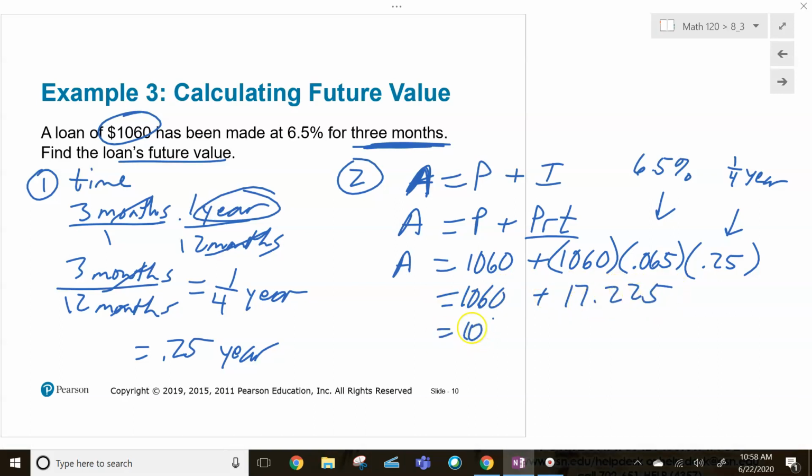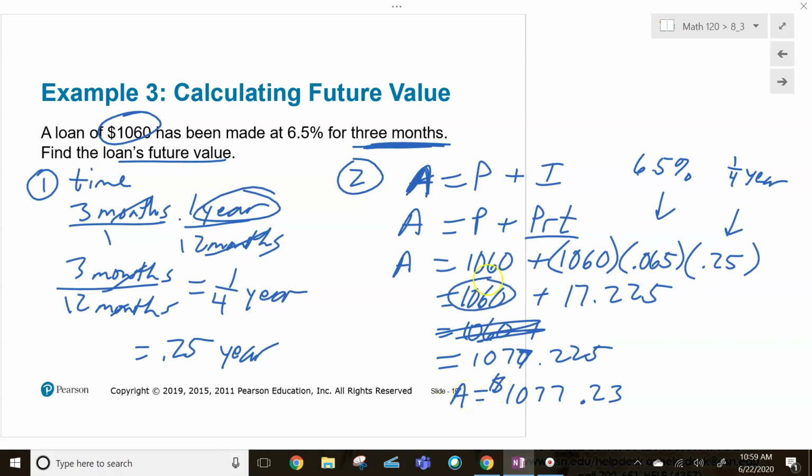17.225. So 1,060 plus, or, sorry, let me just add those. That's 1,077.225. We got to go to the nearest hundredth because we're working in dollars and cents. So 1,077.23. That's the amount that we owe. We owe the 1,060 plus the 17.23 in interest. All right, so 1,077.23. Okay.